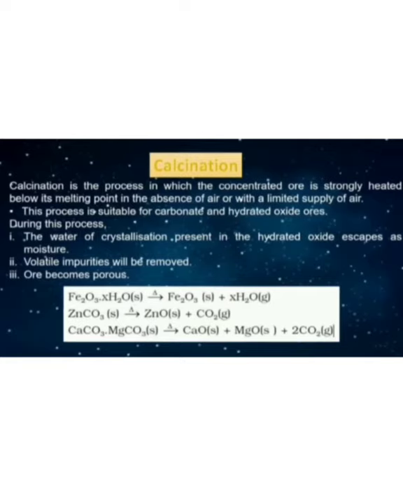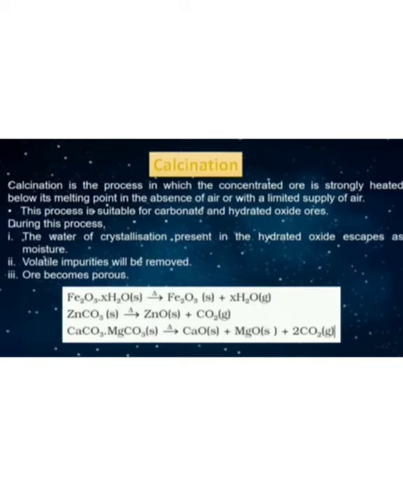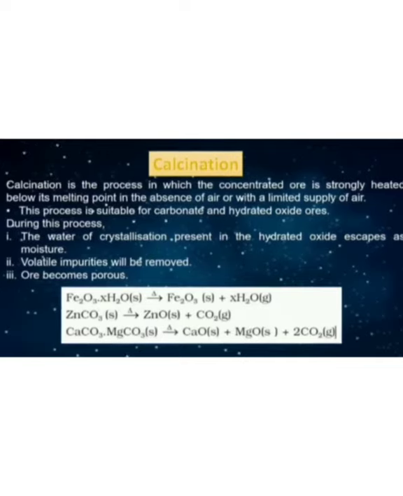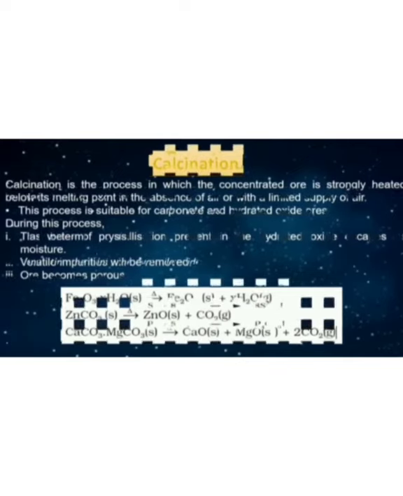For example, MCO3 is a carbonate ore. While heating, it is converted into MO, the metal oxide, plus carbon dioxide.